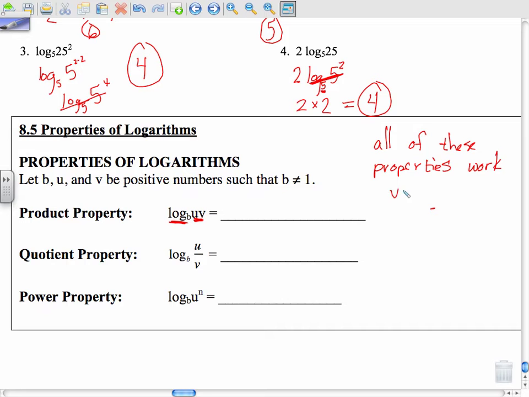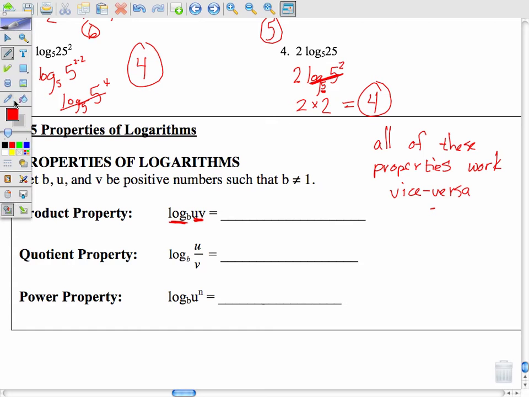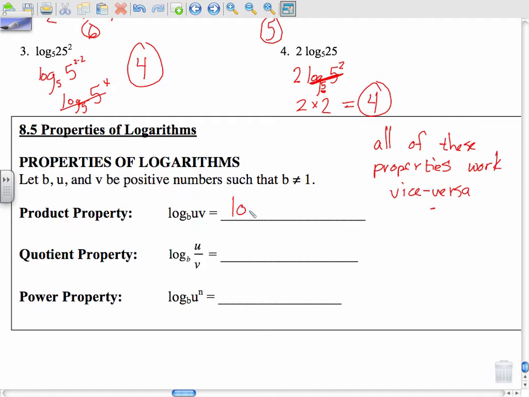All of these properties work. I'm going to use the term vice versa. Vice versa, meaning if this is 1 log, you can split it to 2. If it's 2 logs, you can combine them to 1. Here's how you split. This first one, if it is a multiplication in this log here, meaning you got 2 numbers multiplied together, you can actually split that to be log base b of u plus log base b of v. Multiplication splits to addition.